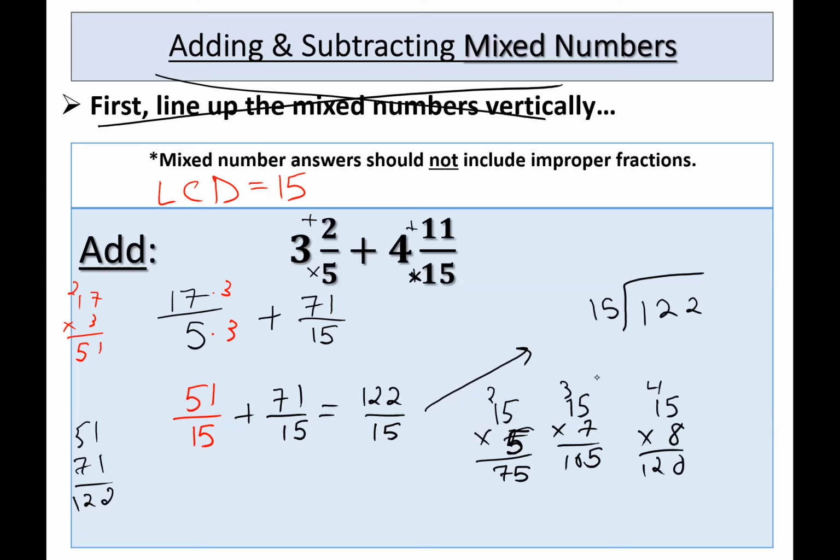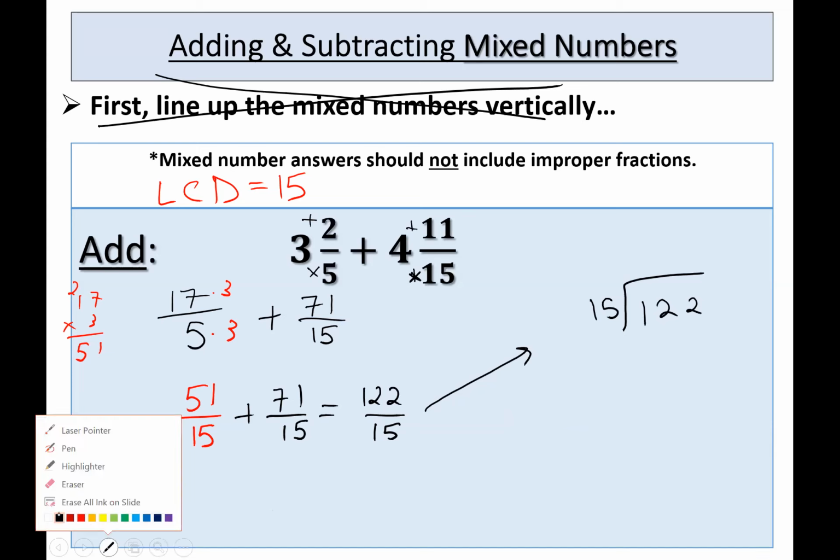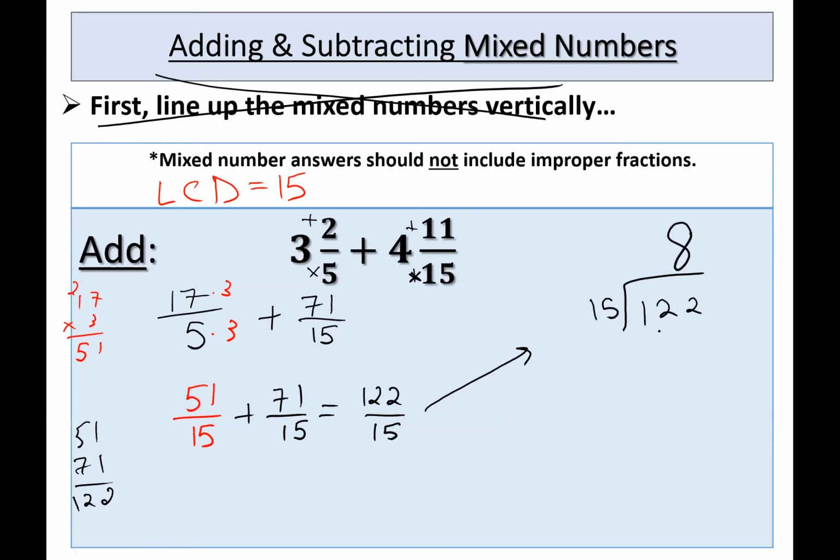Okay, so the work I just did was trying to figure out how many times does 15 go into 122. It looks like it's 8 times. So I'm going to write 8 above my division problem here for the quotient. All right, 8. And then 8 times 15 is 120. And then there's our remainder of 2. So our answer is 8 and 2/15.